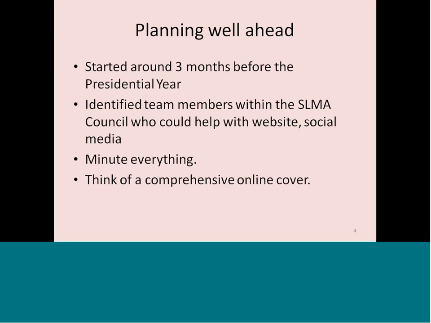And finally, in our planning stage, I think we thought of a comprehensive online cover. Our theme in that year, 2012, was Global Forum of Sri Lankan Doctors, and we were determined to use as many platforms as possible. I think any association thinking about starting up online would need to think along similar lines.